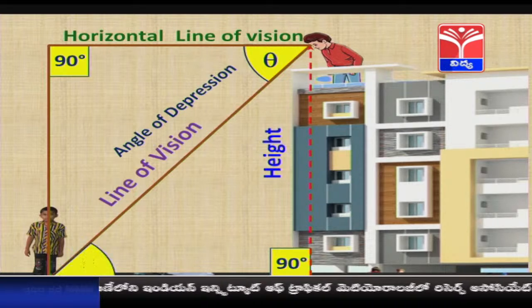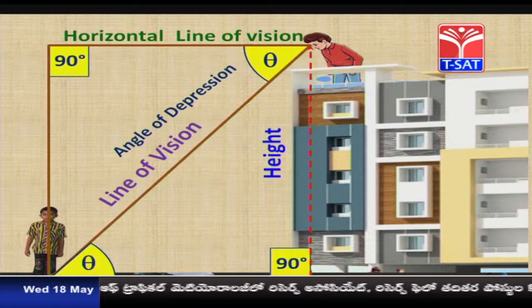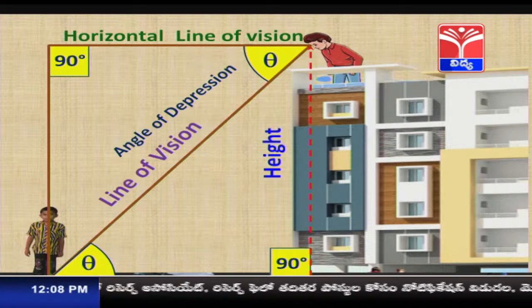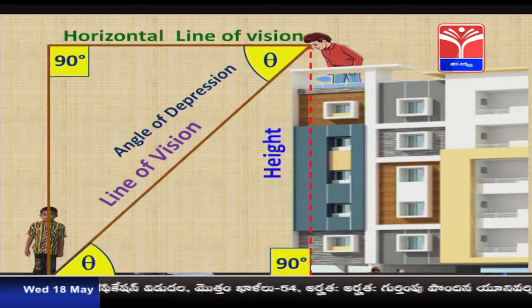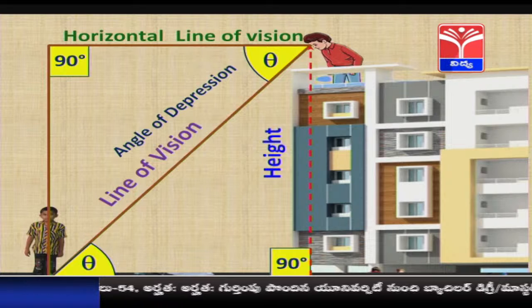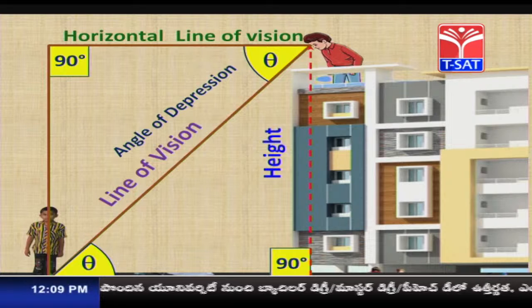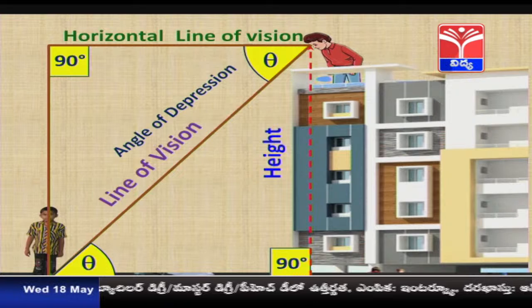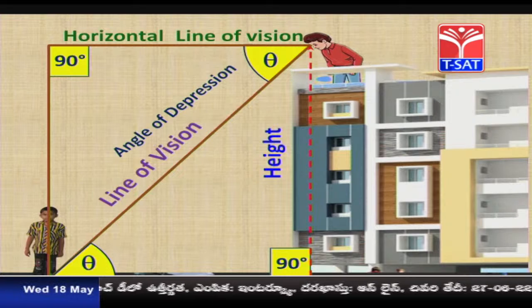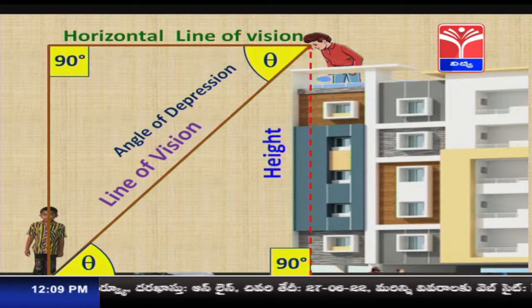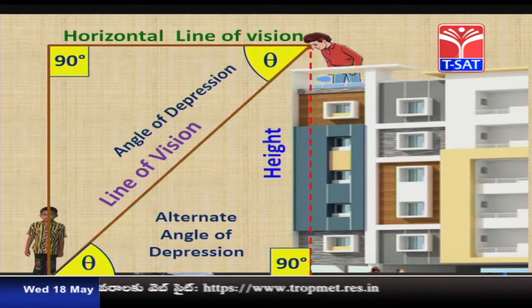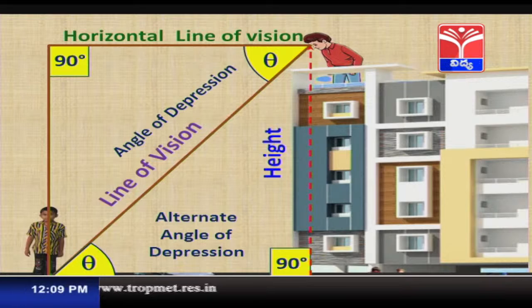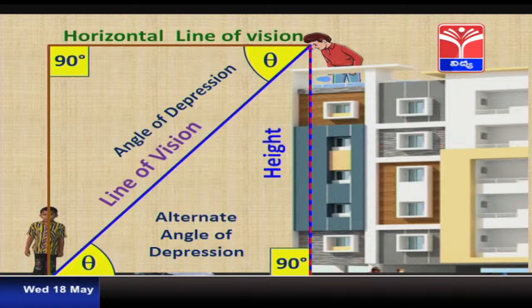See here, what do you call this? Angle theta. Why do we call this angle theta? Already we have said one more angle theta, but why is this also angle theta? Here you can see that the horizontal line of vision and the ground are parallel to each other, so these two angles are alternate to each other. So, I will call this the alternate angle of depression. Are you clear, children? Thus, this also forms a right triangle again.